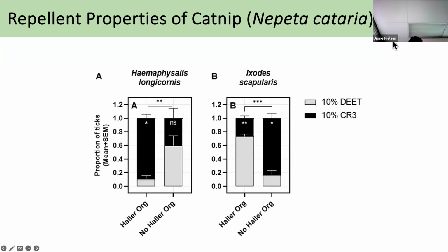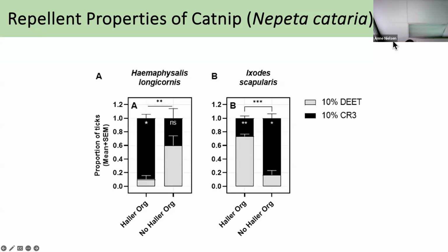We again remove the Haller's organ. This is with the Haller's organ intact and with the Haller's organ removed. For Haemaphysalis longicornis, when we remove the Haller's organ, ticks didn't care whether to go to one place or to the other. There was no significant difference between them. But when we did the same experiment with Ixodes scapularis, when the Haller's organ is intact, they fundamentally go to the area treated with DEET. But when we remove it, they preferentially go to the area treated with CR3.